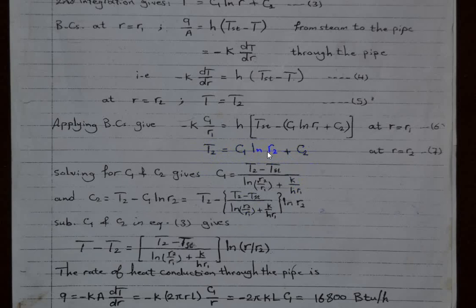Ln R is the integration of a fractional form function, with the derivative in the numerator and the function in the denominator. Here K C1 over R, as you can see, is as indicated before.